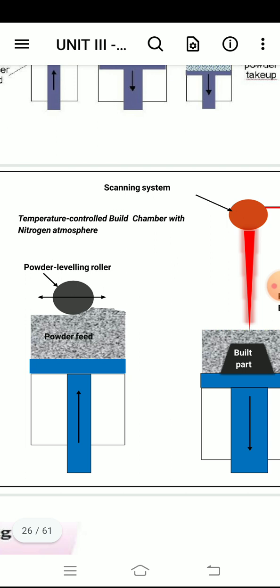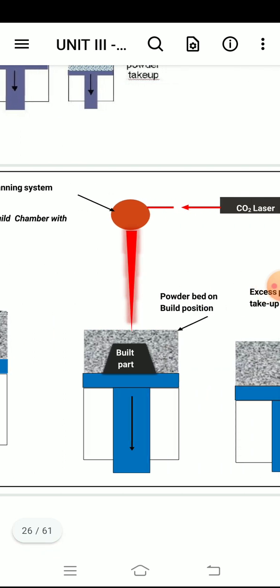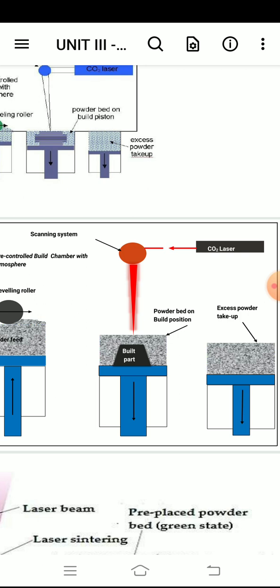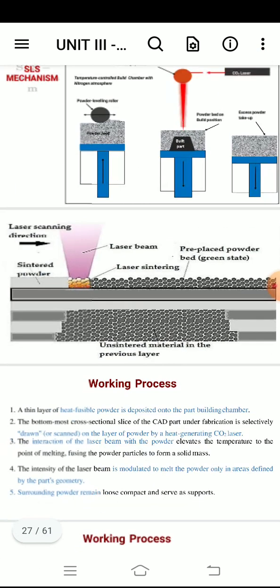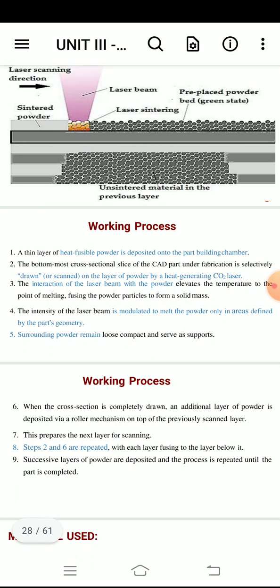Here are the scanning system and building pot in the same diagram, and the excess powder take-up. If powder is lost or needed, excess powder is taken from the excess powder take-up. So another important diagram, how it works.